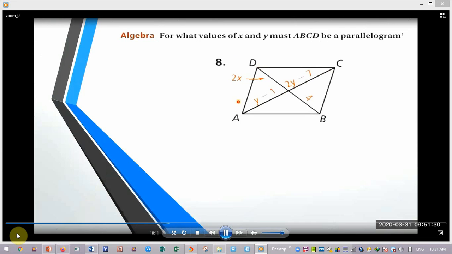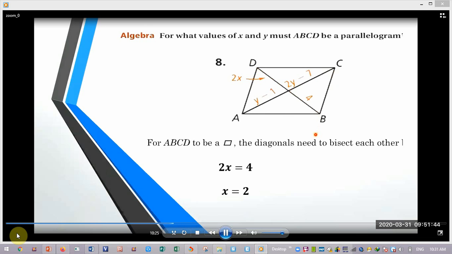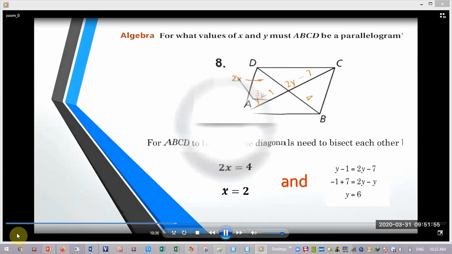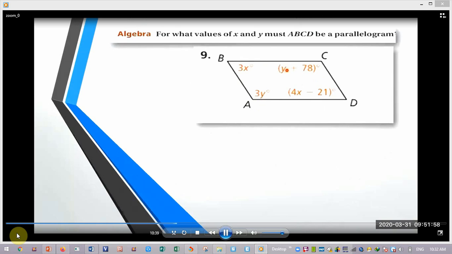When the shape is a parallelogram, if the two diagonals bisect each other, then 2x equals 4, so x equals 4. And 2y minus 7 equals y minus 1, then y equals 6. What are the values of x and y for it to be a parallelogram?